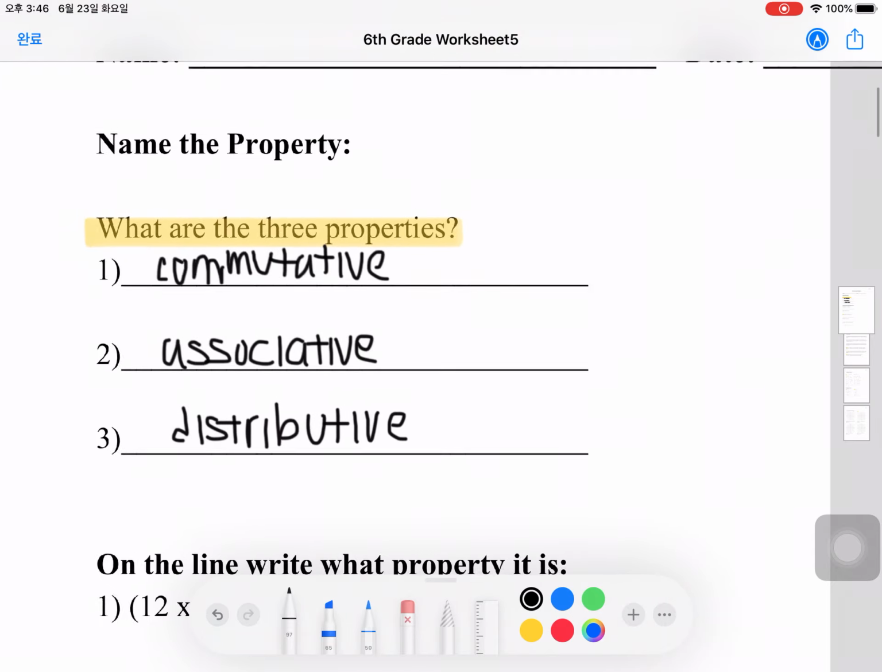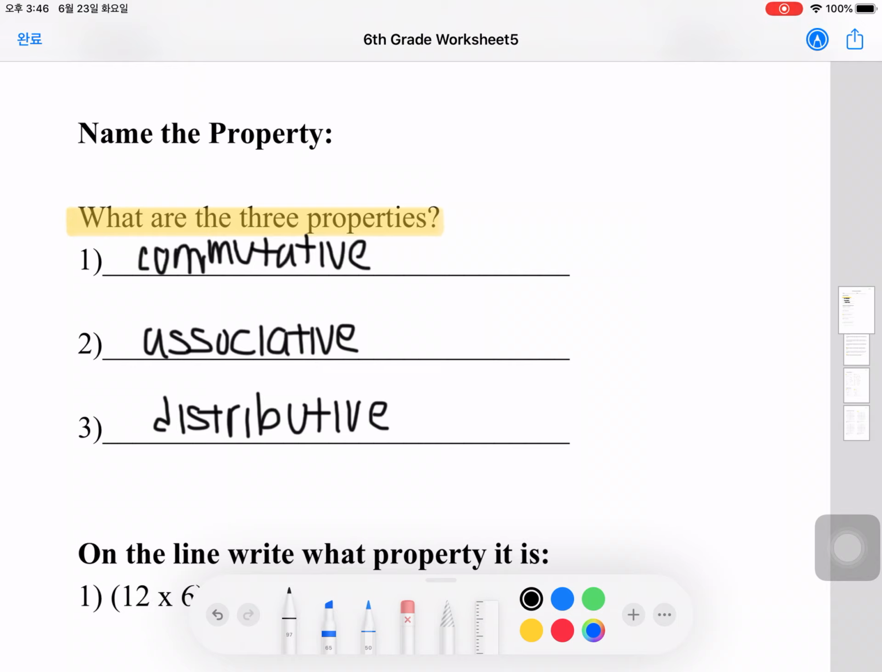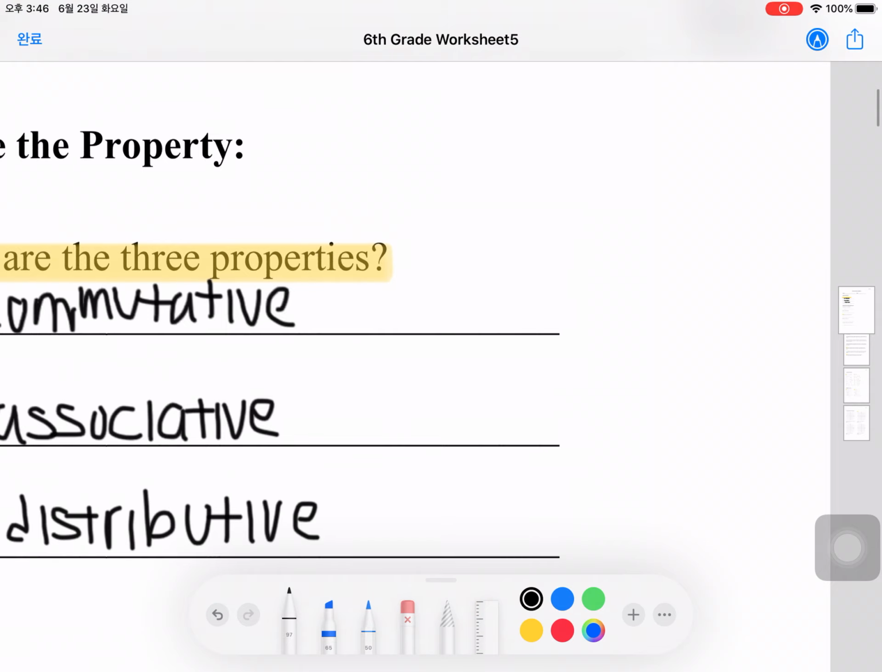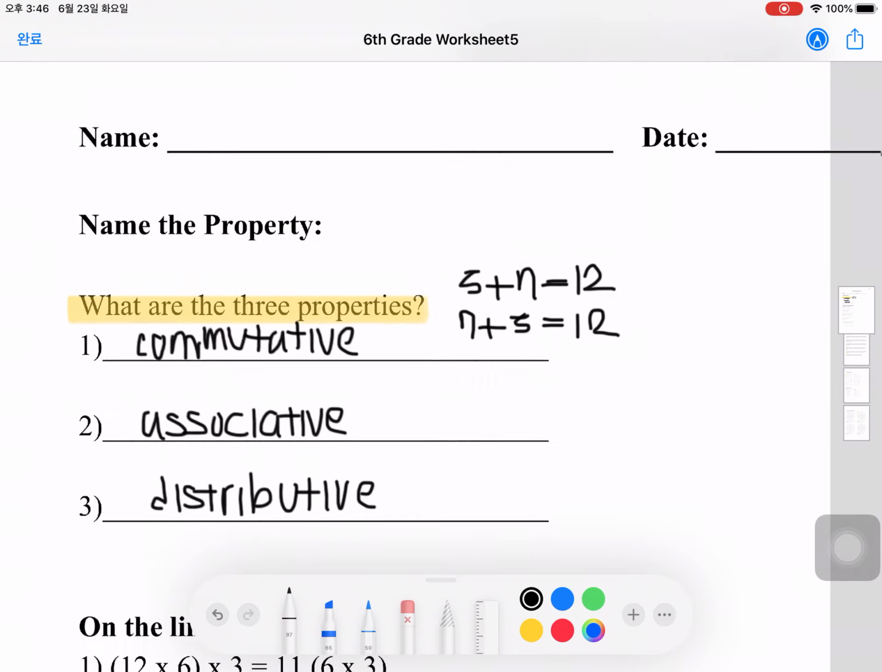Okay, so let's do a little refresher on what these 3 types of properties actually are. So for commutative, it's basically just changing the order, but it will not affect the sum or the product, meaning even if you change the order, it won't be affected as long as it's addition or multiplication. Sadly, this property doesn't work for division or subtraction, but an example would be 5 plus 7 is 12. But even if you switch 7 and 5, the answer will still be 12. That's basically what commutative property is.